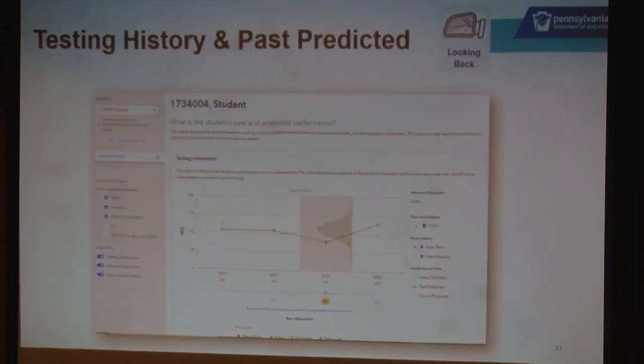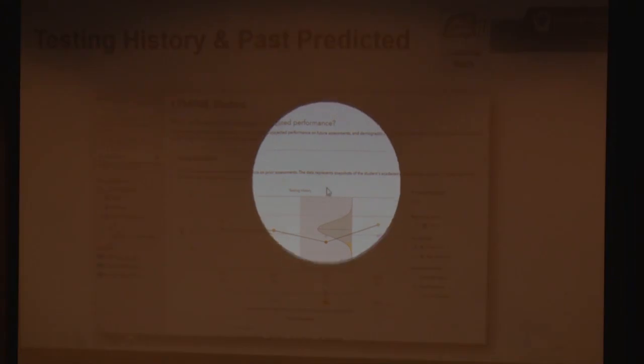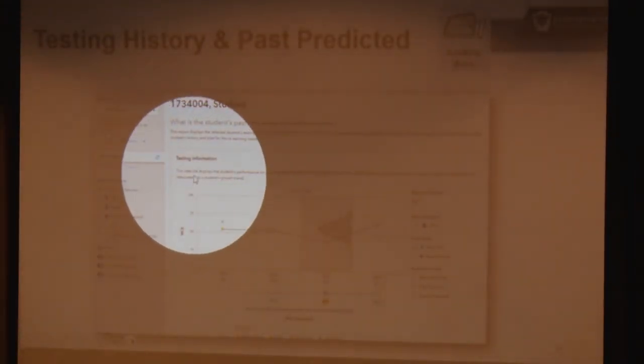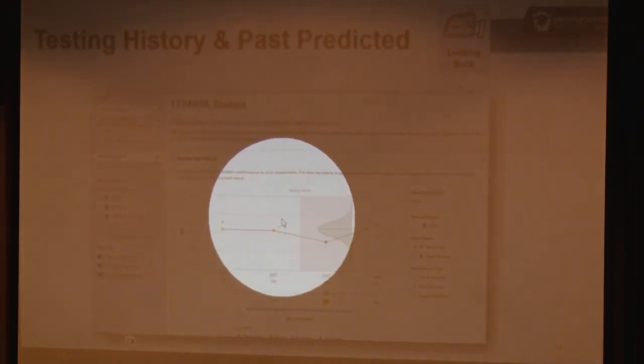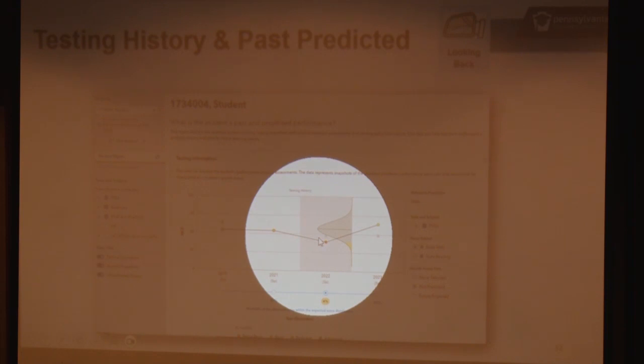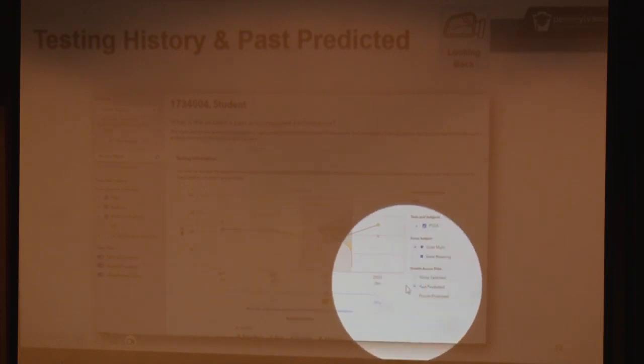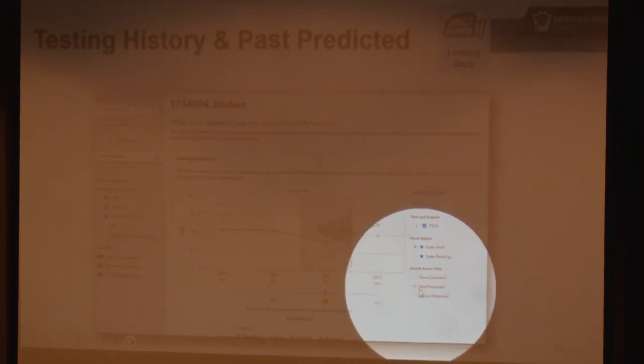So here's where you can find that. We're still, as you can see, in this testing information tile. If you have that turned on, that's where you're going to find this past predicted. This is kind of what it looks like when you turn it on. I'm just going to go over here and show. Remember how Laurie was telling you there's this internal filter panel? You've got this option under growth across time for past predicted. That's what we're turning on.